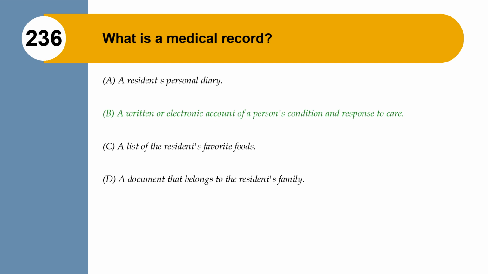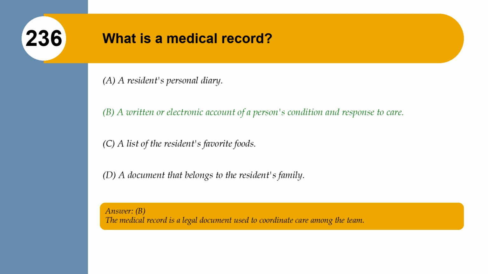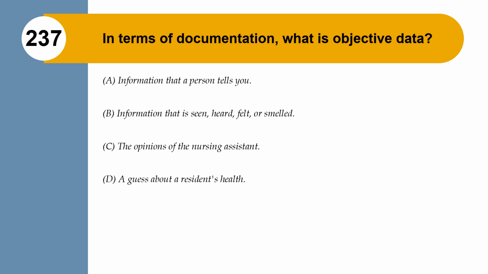The correct answer is option B, a written or electronic account of a person's condition and response to care. Explanation: the medical record is a legal document used to coordinate care among the team. Question 237. In terms of documentation, what is objective data?